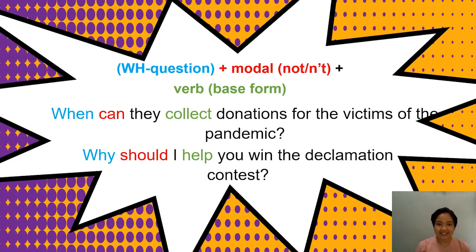When is our question form. It is our WH question followed by the can, which is a modal in its affirmative or positive form, and the verb in its base form. Now, if you want to make this negative, just simply add not or its contracted form. So when can collect, when can't collect, why should help, why shouldn't help.